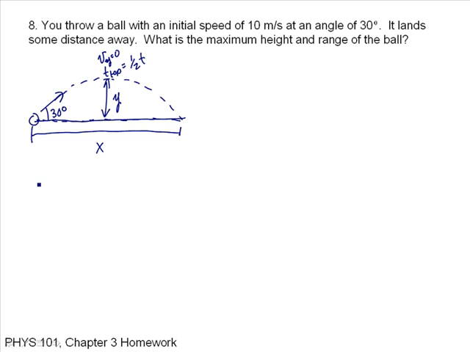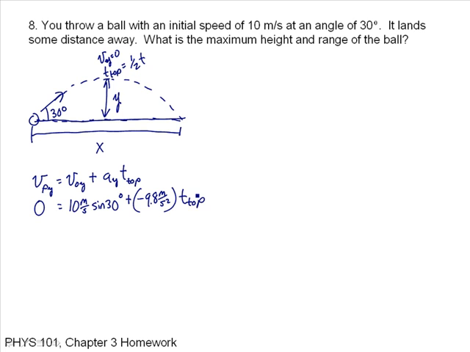So, I say v final in the y direction is equal to v naught in the y plus a_y t, and I'm going to look for the top of the trajectory. So v_f is equal to 0, v naught is 10 times the sine of 30, plus minus 9.8 times the time at the top. And so I solve for the time at the top, and I find that it's equal to 0.5 seconds. So the total time is twice that, so that's equal to 1 second.